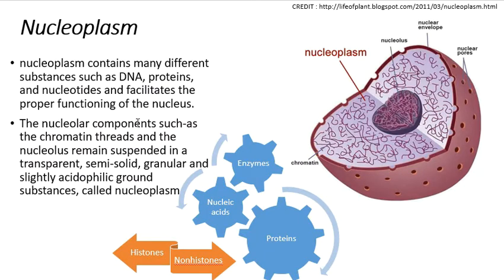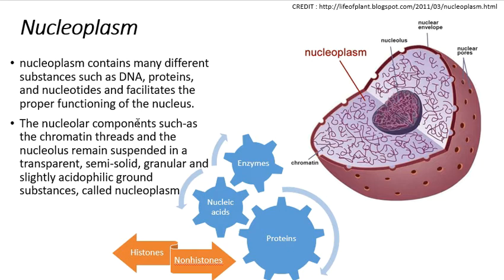Nucleoplasm. The internal granular part of the nucleus is actually called nucleoplasm. Just like the cytoplasm, nucleoplasm contains many different substances such as DNA, proteins and nucleotides that facilitate the proper functioning of the nucleus.